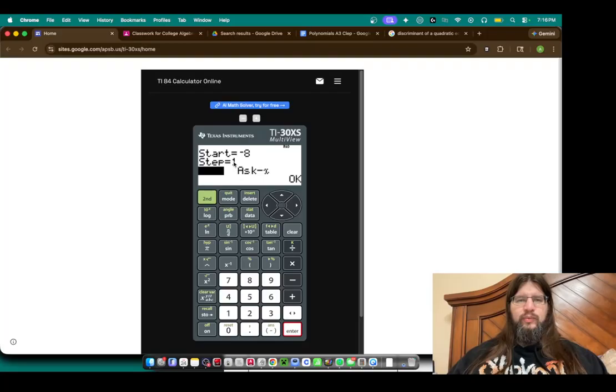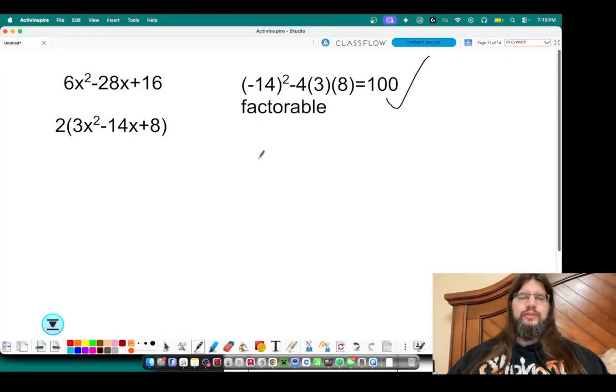I'm going to keep my step at 1. I would highly advise changing it to 1 if it's not already on your device. And just click OK. We're looking in the y column for a value of 0. Okay, so between 0 and 1, I have a root. Let's go down and see if we have anything that's, oh, look, there it is. We have an integer x value of 4 that gives us a y value of 0. So one of my roots is 4.